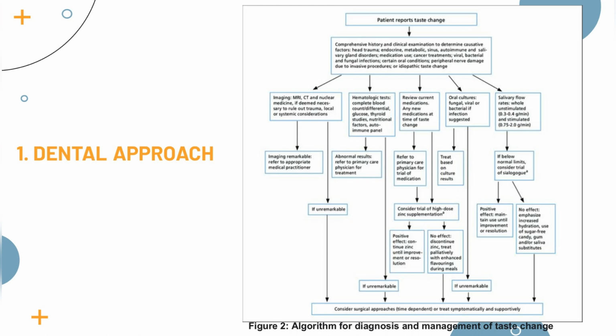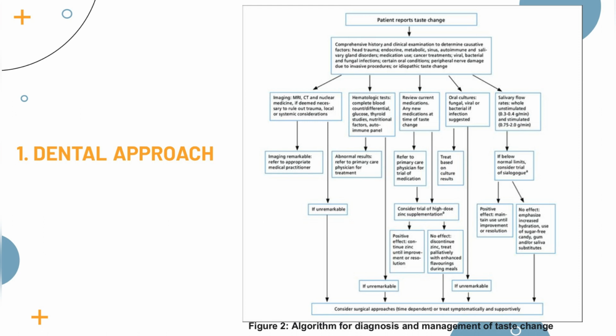These are the treatment strategies for taste change from the Journal of the Canadian Dental Association, as you can see from figure 2. After the patient reports taste change, a comprehensive history and clinical examination will be recorded. Next, imaging such as MRI or CT scan will be taken to rule out trauma, local or systemic considerations. If imaging is remarkable, the case will be referred to a medical practitioner, and if otherwise, the case will be considered for surgery or treated symptomatically.